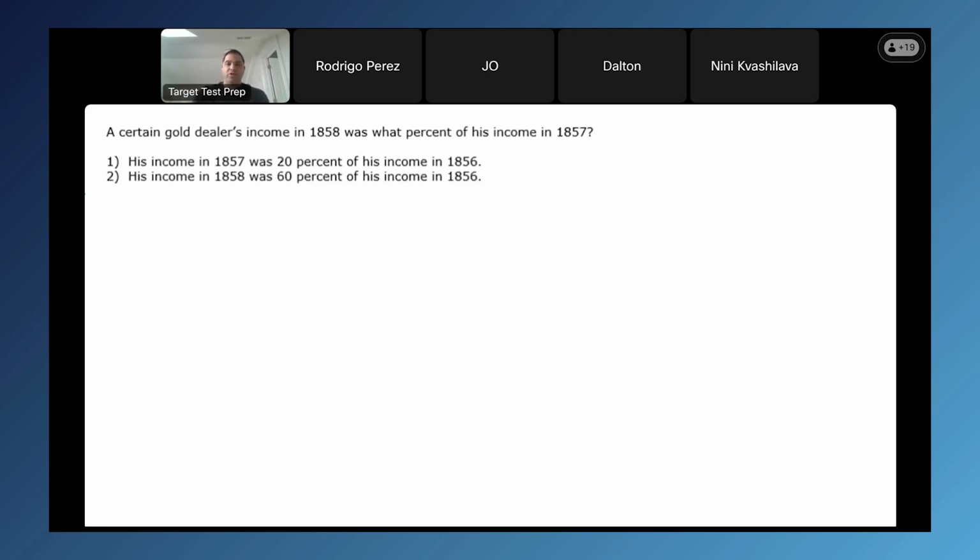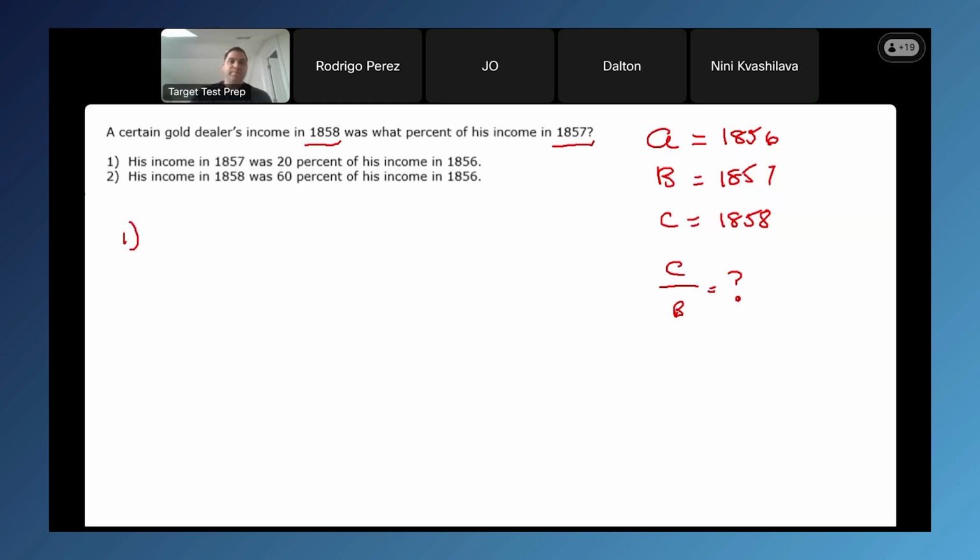It's C because you just need a percent, and the relationships here are with multiplication. So we could say A is equal to the 1856 amount, B is equal to the 1857 amount, and C is equal to the 1858 amount, right? We want to know what percent a certain gold dealer's income in 1858 was of 1857. So we want to know what C over B is equal to, right?